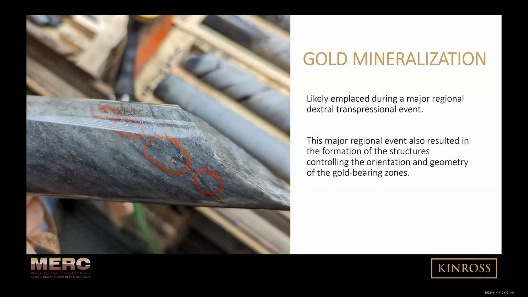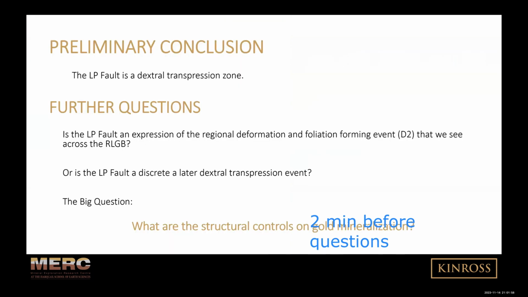So finally, talking a little bit about the gold mineralization, we believe that it was likely in place during this major regional dextral transpression event, this same event which resulted in the formation of the structures that are controlling the orientation and the geometry of the gold-bearing zones. So preliminary conclusions is that the LP fault is a dextral transpression zone.